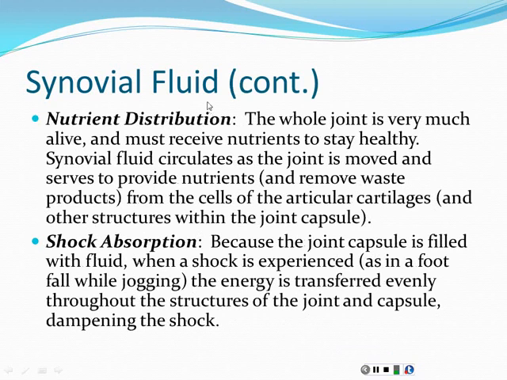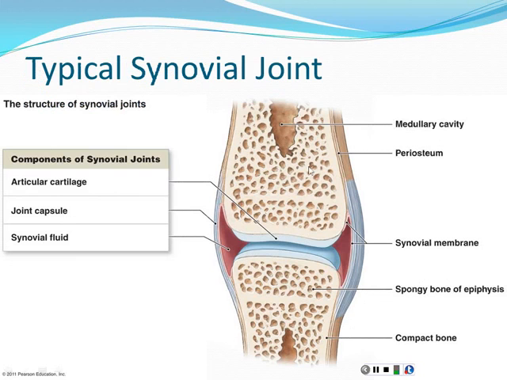Nutrient distribution. At the ends of bones here, the blood supply to this area is not the greatest. Most of the blood is up here, and by the time you get to the articular cartilage, the circulation is not very good. So in order to keep the articular cartilages healthy and the inside of the joint healthy, you need nutrients. You've got to get nutrients in and waste products out. And so for these areas, the synovial fluid kind of functions like blood. It provides nutrients to the articular cartilage as well as the distal ends of these bones here.